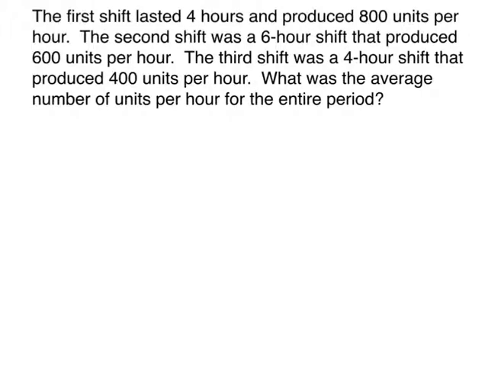Since this lesson only had one practice problem, I thought we would do the one from your lesson, number 1, together. This one's a little bit more involved. The first shift lasted 4 hours and produced 800 units per hour. The second shift is a 6-hour shift that produced 600 units per hour. The third shift is a 4-hour shift that produced 400 units per hour. What was the average number of units per hour for the entire period?